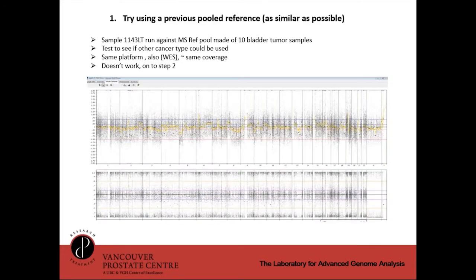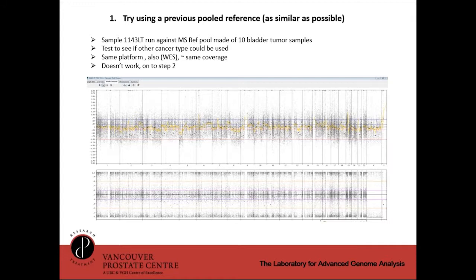So this was the example of trying to steal a reference that I'd made that was incredibly successful on a bladder cohort. I was kind of curious, I've done this before with other things, can I take a bladder cancer cohort pooled reference and switch it over for this? I knew it was going to be a bit of a long shot, but I thought, hey, why not try it? It doesn't take long. So I took one of my primary samples, which is 1143LT, and I ran this against a very successful bladder reference that I'd used in a project recently.